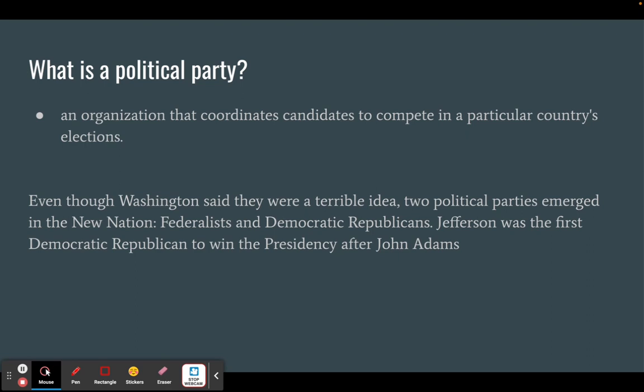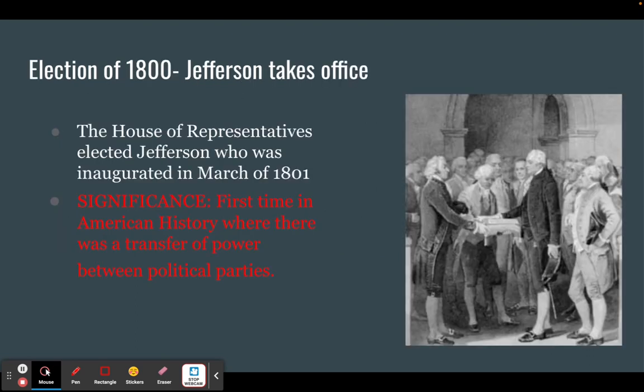So Jefferson is the first Democratic Republican to win the presidency after John Adams, who serves as president after George Washington. In the election of 1800, Thomas Jefferson takes office. The House of Representatives elected Jefferson, and he's inaugurated in March of 1801. This was a very highly contested election. Adams and Jefferson, who, if you remember, worked on the Declaration of Independence together in 1776, are now bitter enemies. They have completely different points of view, different visions of what our country should look like and focus on.